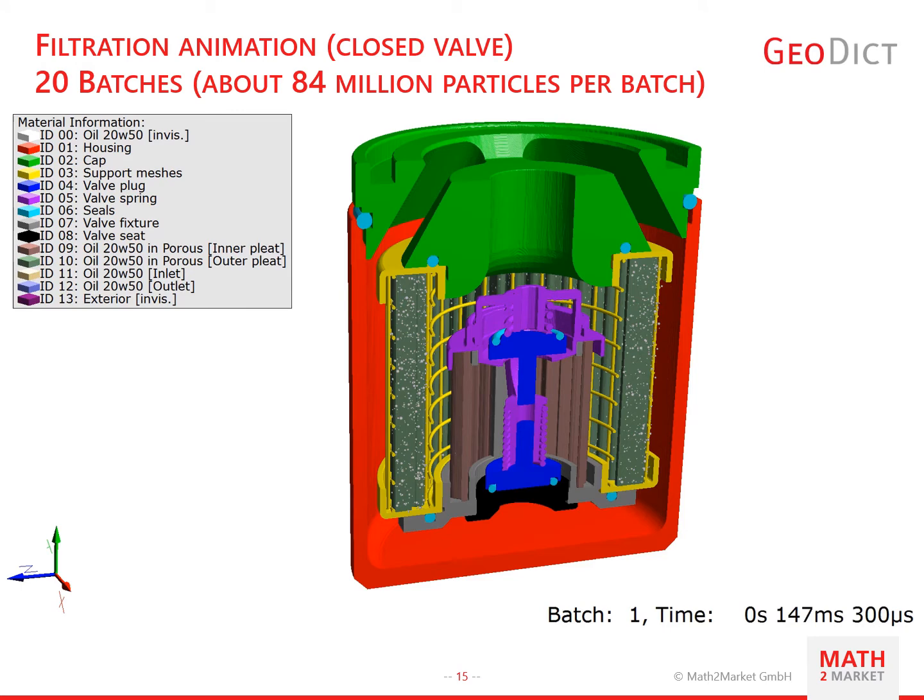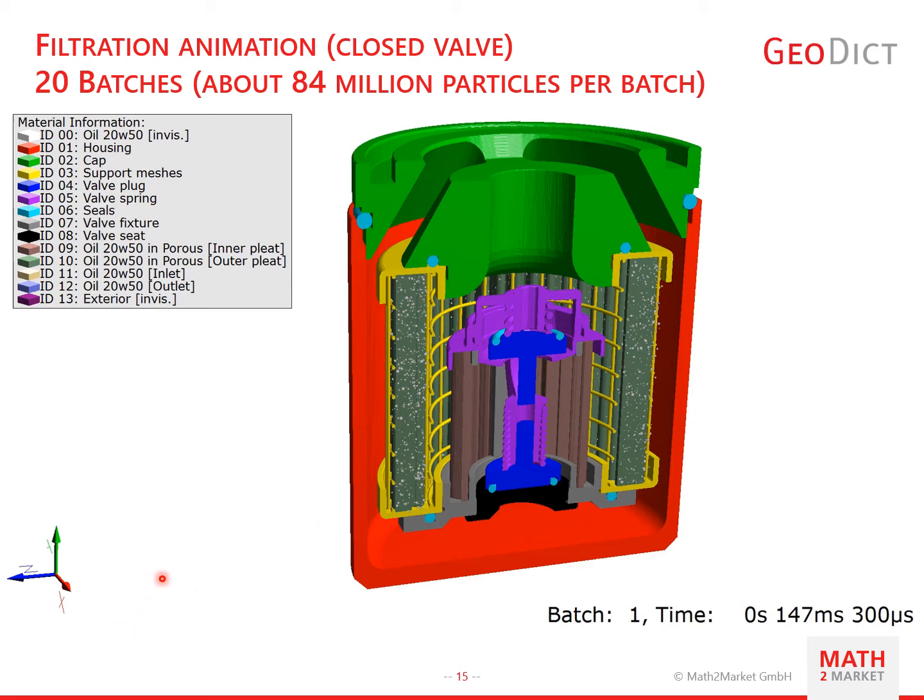So here you can see the filtration animation in the case when the valve is closed. So here we ran, as mentioned, a single pass filtration, 20 batches, each batch 50 seconds. It means in total 1000 seconds of filtration time, and in each batch about 84 million particles are simulated, and this number is actually based on the particle concentration in the oil, the particle size distribution, flow rate, and the batch duration.